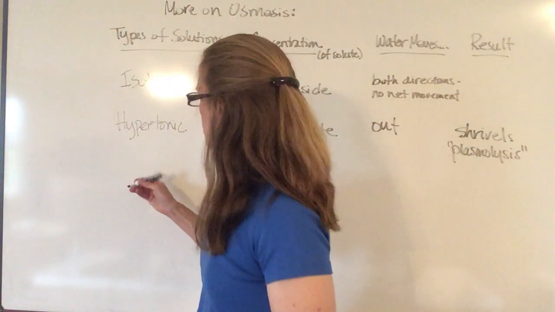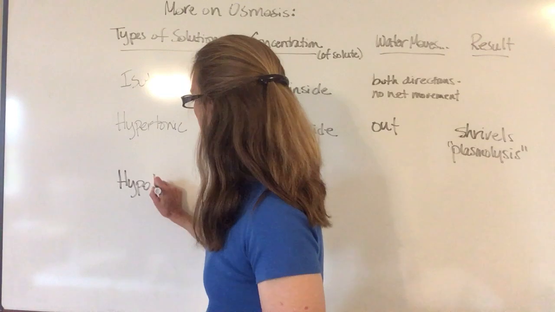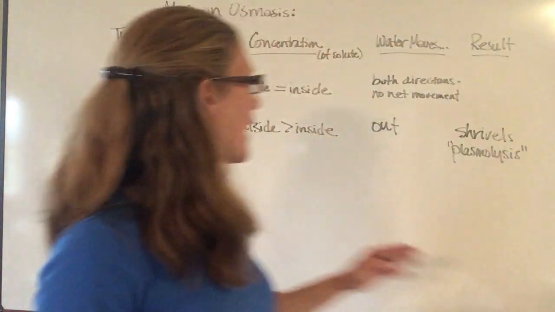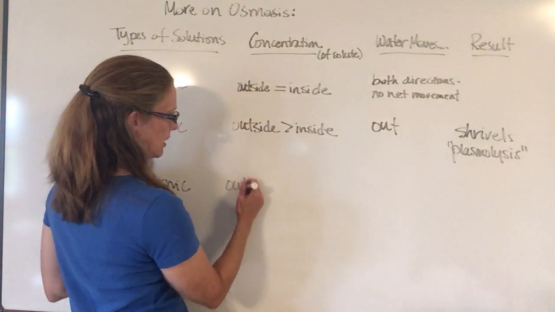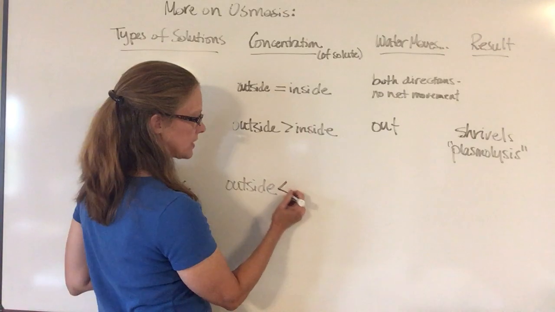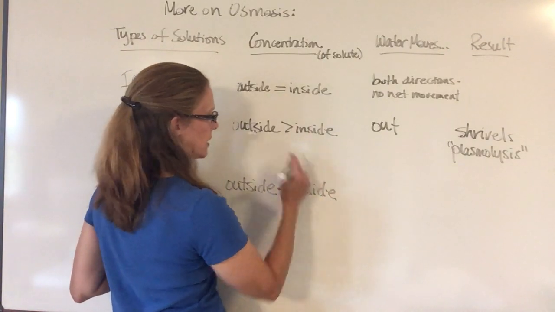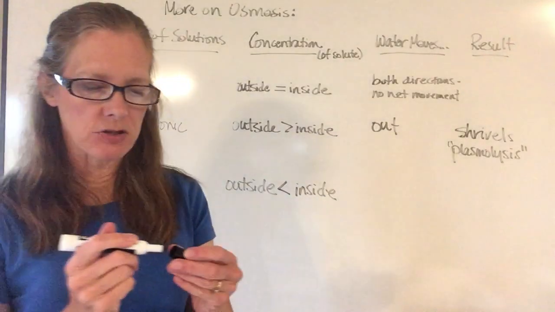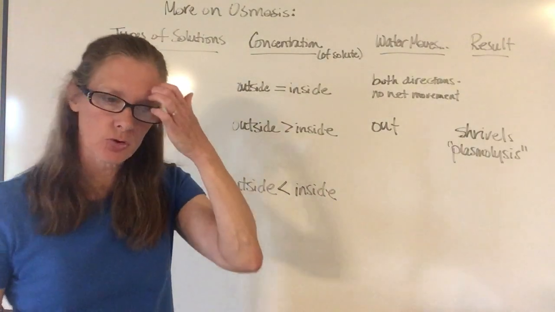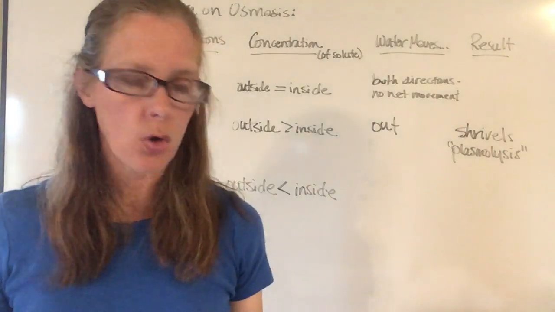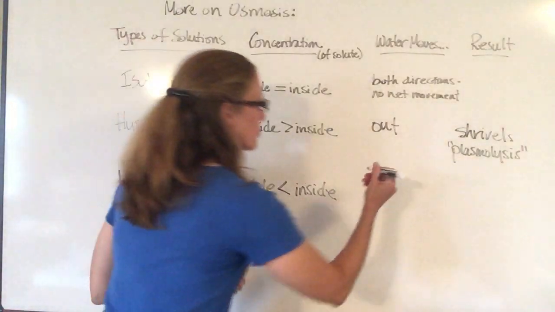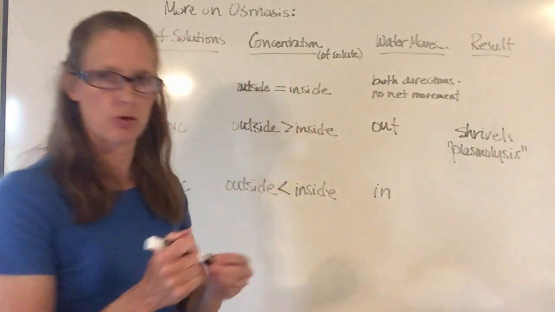Okay? The third type of solution is hypotonic, H-Y-P-O, tonic, and what happens here is that the solution outside the cell has a much smaller concentration than what's inside the cell. So this time our symbols turn the other direction. Which direction is the water going to move now? Well, again, there's more invaders the other direction, so now the water decides it wants to flow into the cell to try and help the water molecules on the inside.